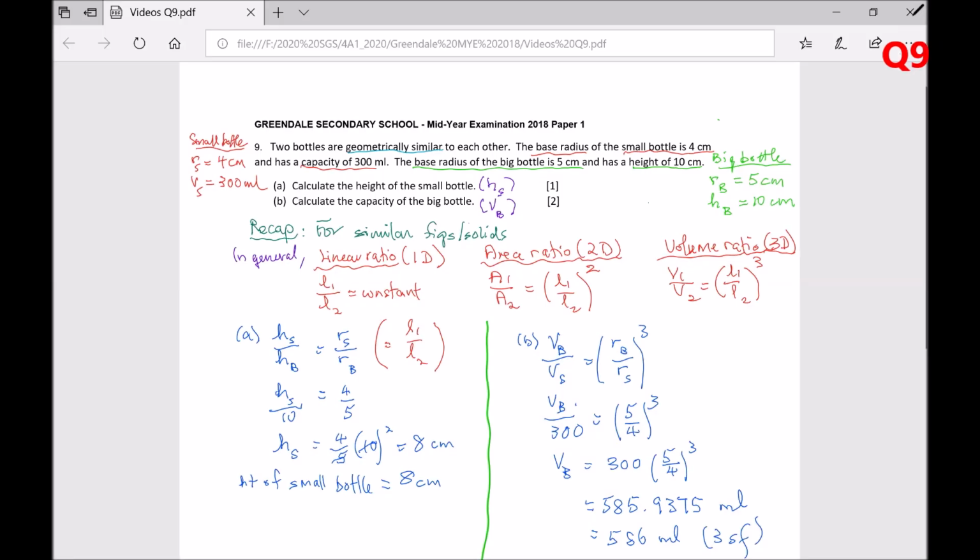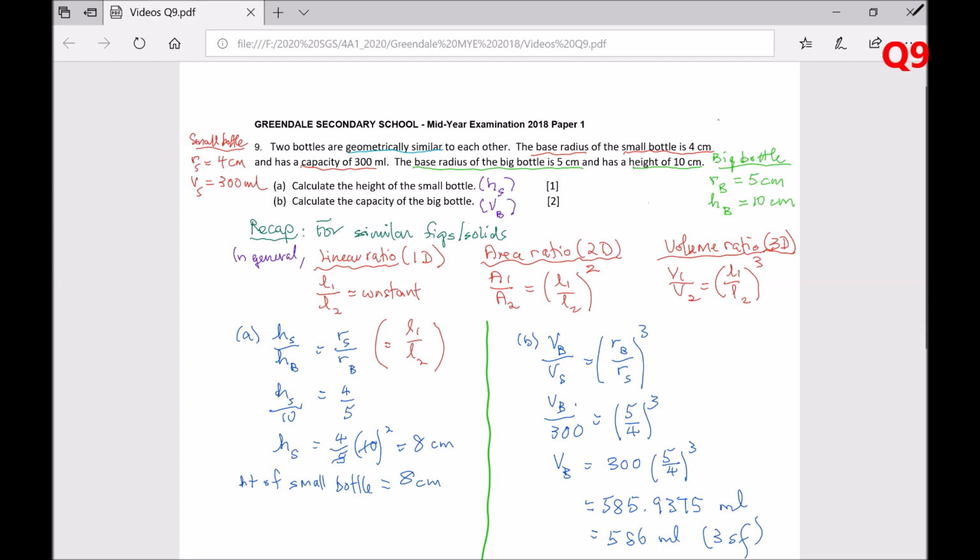In this question, you are given two bottles which are geometrically similar. The base radius of the small bottle is 4 cm and has a capacity of 300 ml. So for small bottle, let Rs be the base radius, which equals 4 cm. Capacity also refers to the volume of small bottle, which is 300 ml. Base radius of the big bottle is 5 cm, hence Rb is 5. Height of the big bottle, let it be Hb, equals 10 cm.